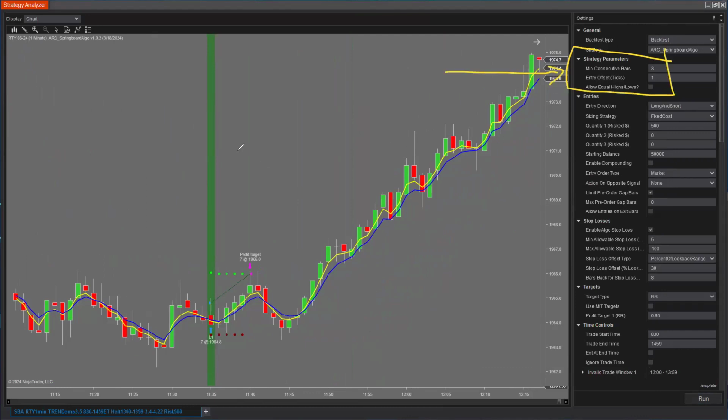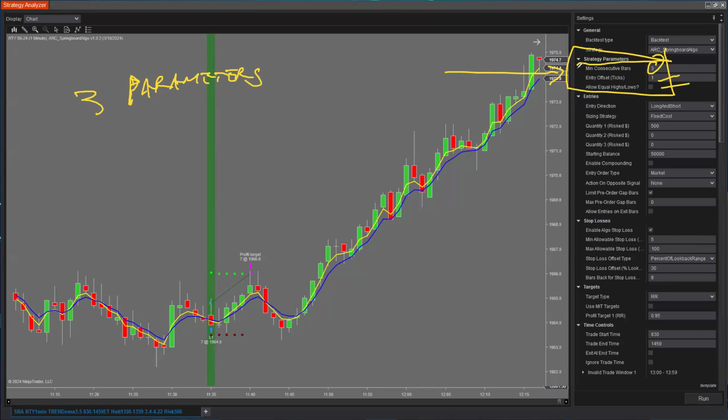So there are 3 settings for this algo as far as algo parameters for entry. Okay, so entry parameters, there's only 3. That's it. Pretty simple. So you need to know minimum consecutive bars, entry offset, and are you allowing equal highs or lows? You don't have to. Personally, I like to allow equal highs and lows, but it's up to you, whatever you want to decide. And you can optimize for all of those.